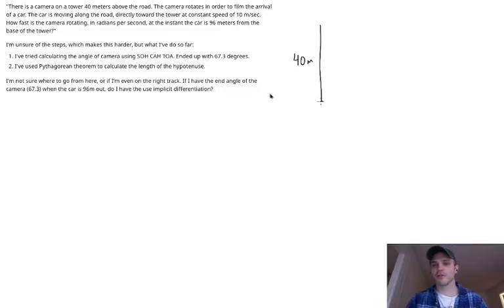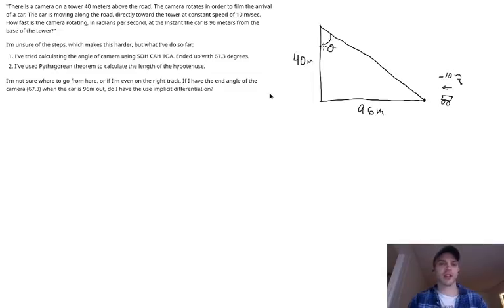So we want to know the moment that the car, here's a car traveling in this direction. I'm going to call this negative 10 meters per second. That's the speed of the car. The moment the car gets to this point, which is 96 meters from the base of the tower, which is here, we want to know how fast is this angle theta changing, in radians per second.